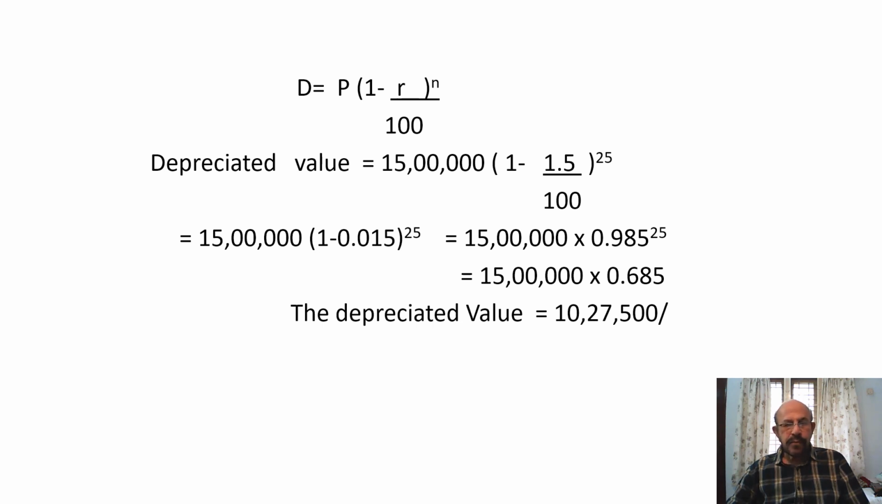D is equal to P into (1 minus R by 100) the whole raised to N. Here we are straight away finding out the depreciated value. Depreciated value is equal to 15 lakhs into (1 minus 1.5 divided by 100) the whole raised to 25. 25 years age. So it is equal to 15 lakhs into 0.985 raised to 25. So it is 15 lakhs into 0.685. So the depreciated value is equal to 10 lakh 27,500.